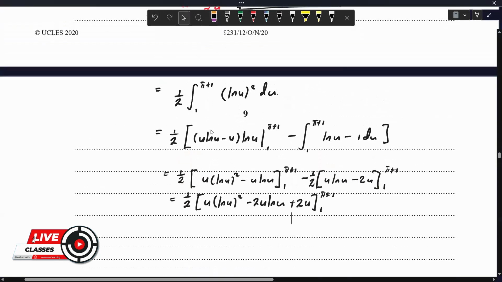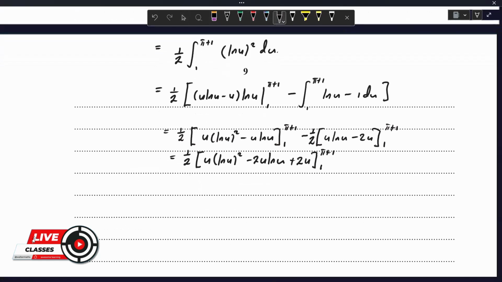Okay, so from here, we substitute 1 plus pi, so it's a half of pi plus 1 of ln of pi plus 1. It's squared, so I'll put another ln of pi plus 1, and that's minus 2 of pi plus 1 of ln of pi plus 1, plus 2 of pi plus 1. All right, and that's minus. Now substituting 1 into this whole thing, this becomes 0, this becomes 0, and here we'll be having plus 2. So actually it becomes minus 2 since we are subtracting. All right, I'll close bracket.